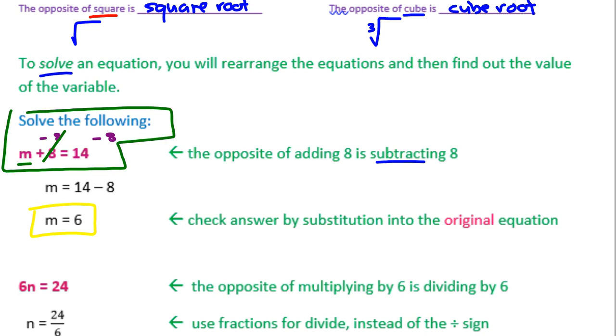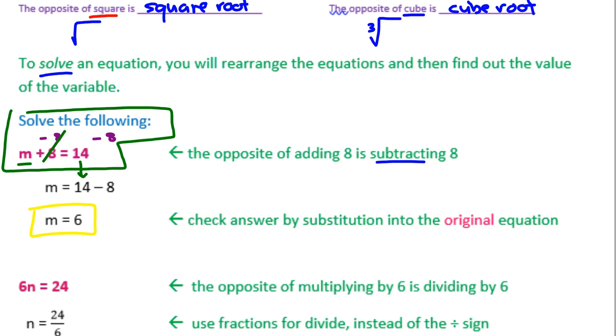Don't write 8 minus 14. The 14 should go straight down here, and then the minus 8 should come after it. Because 8 minus 14 is minus 6, and minus 6 plus 8 is not 14. So just be careful. Keep the 14 where it is, and put the minus 8 next to it.